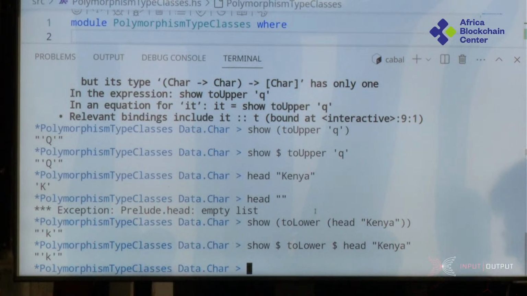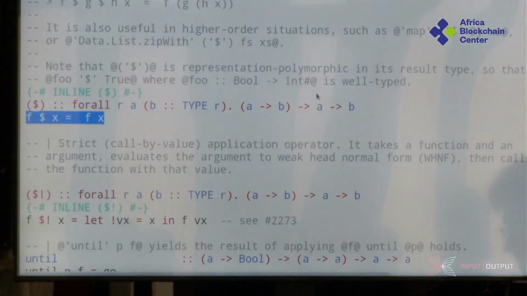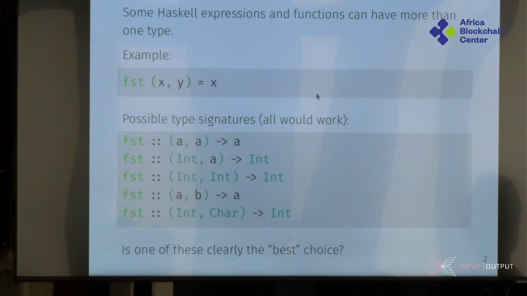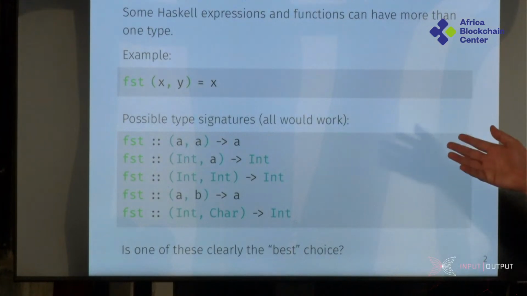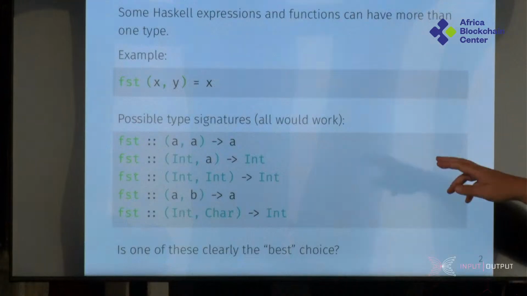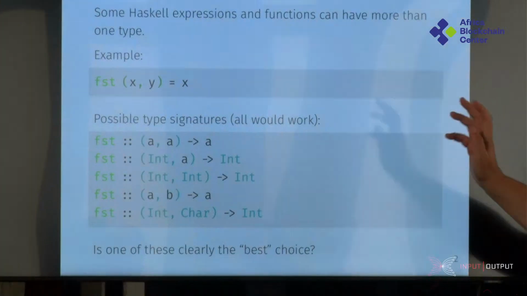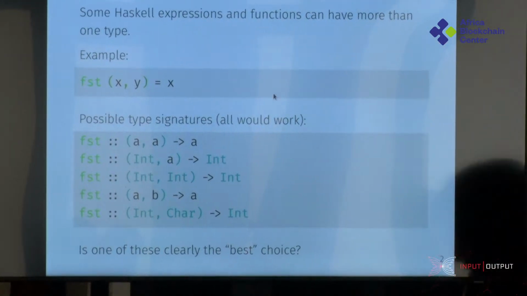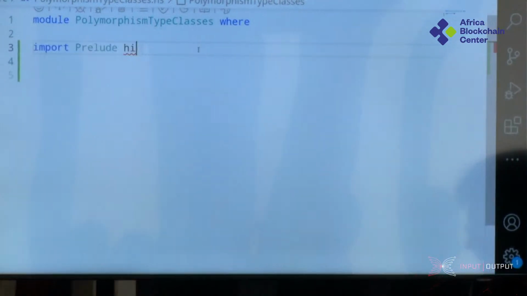Okay. With this out of the way, let's go back to the slides. Let's take this: first of a pair (x, y) is x. So what's the type of that? And there is not just one type we could give. Let's do this: import Prelude hiding first.